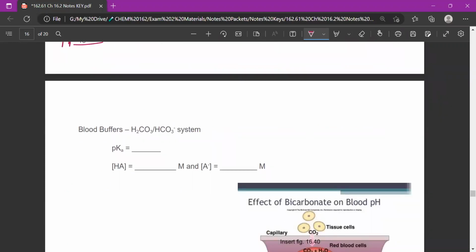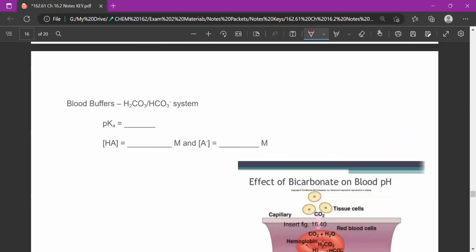Okay. So application-wise, I mentioned this before, but there is a buffer in our blood. It's actually the carbonic acid buffer. So H2CO3 and HCO3 minus are carbonic acid and its conjugate base, and that's what actually buffers our blood. Okay, so like I said, we need to be at 7.4.